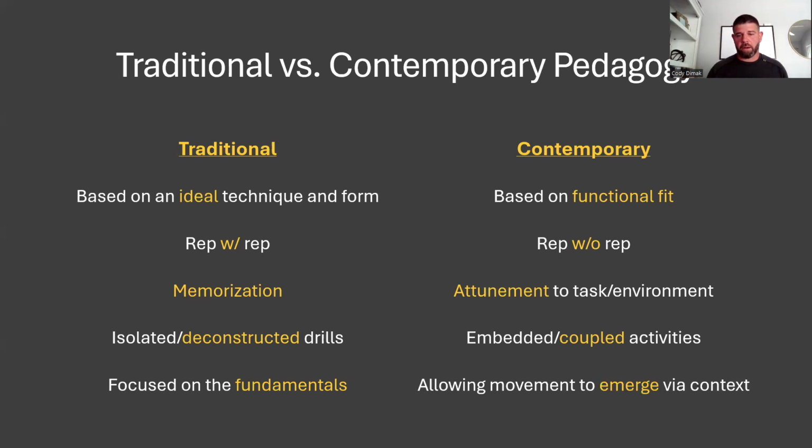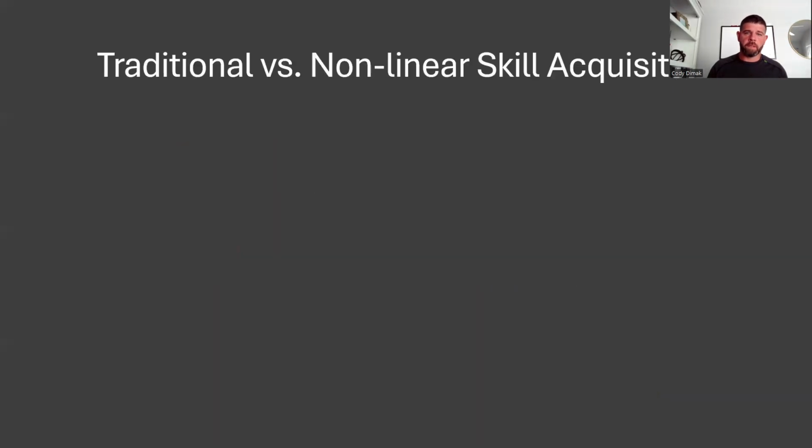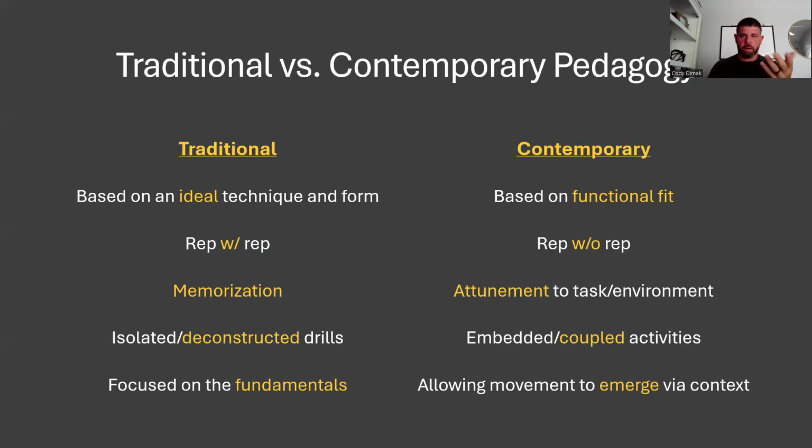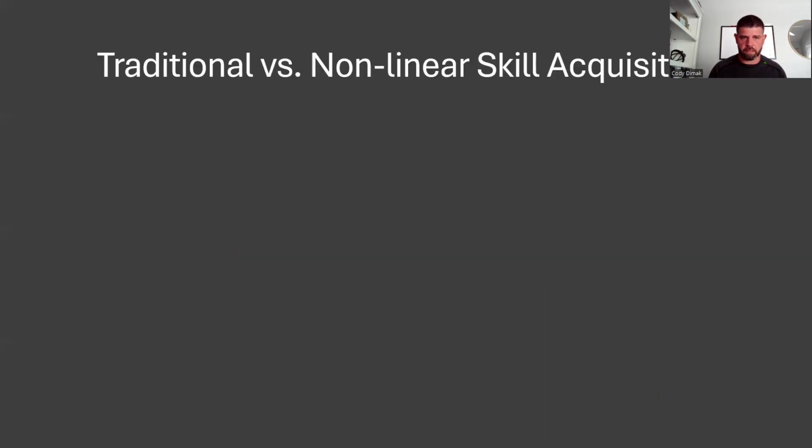And the big one here is allowing movements to emerge via context. Kind of what I just talked about there with the coupled activities. We need some of the information that is present in a game to be present in practice to let movements happen. Okay. So traditional versus nonlinear, and nonlinear is this contemporary approach. So it's not just a linear progression. What it is, it's nonlinear. Okay. And so when we look at nonlinear, this is kind of important here.